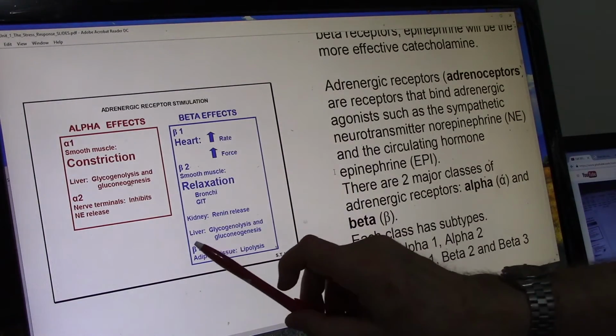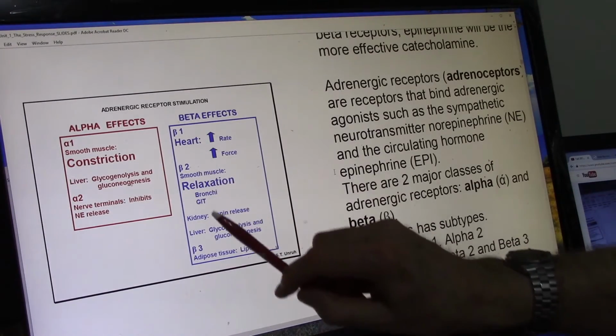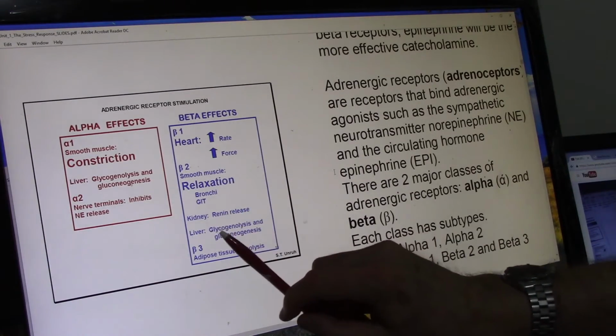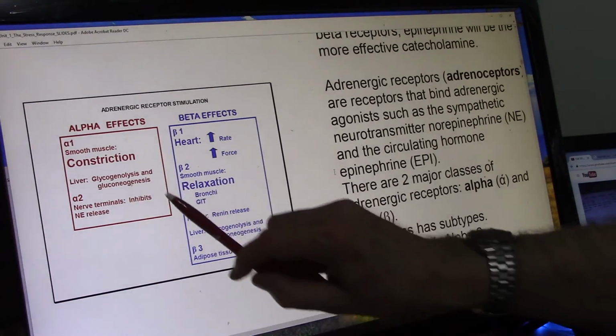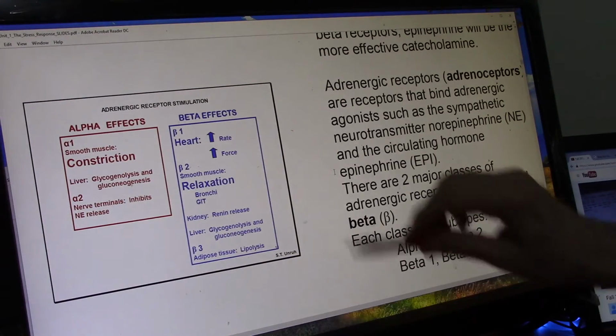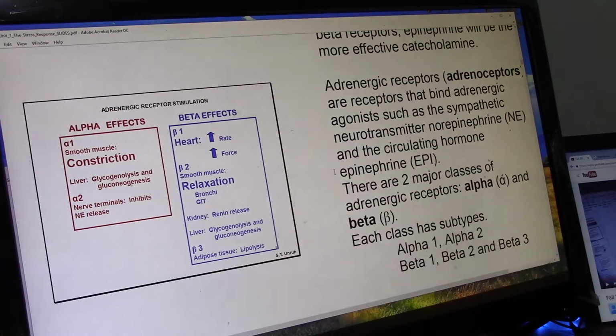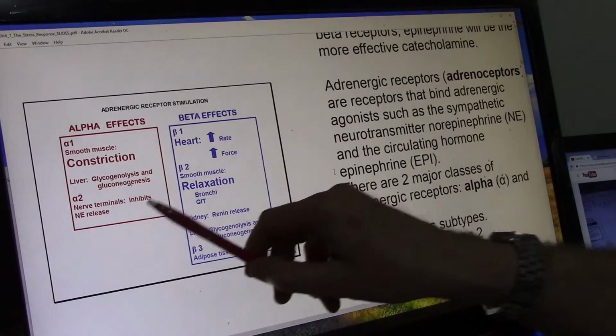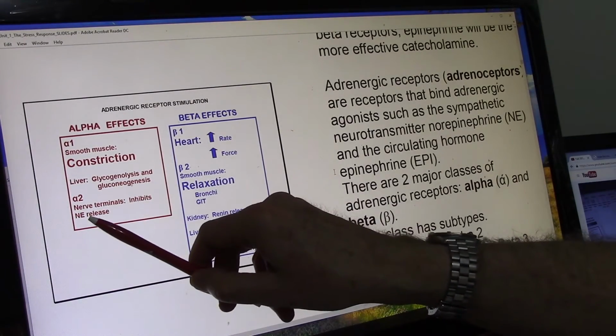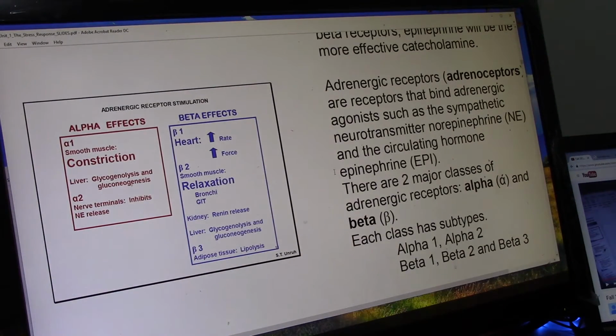Also, the liver has beta 2 receptors. Again, that's going to give us more glucose into the blood. And let's go back to alpha 2, which is really important. Notice that alpha 2 inhibits the release of norepinephrine. And this is really an important idea here, ladies and gentlemen.